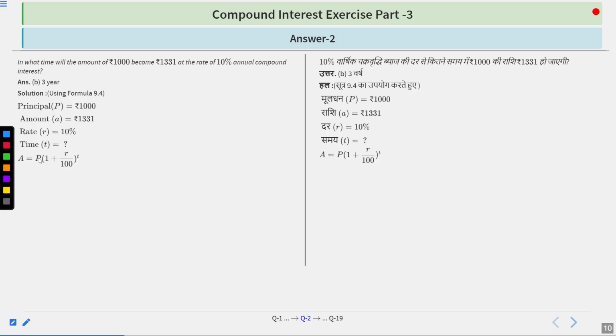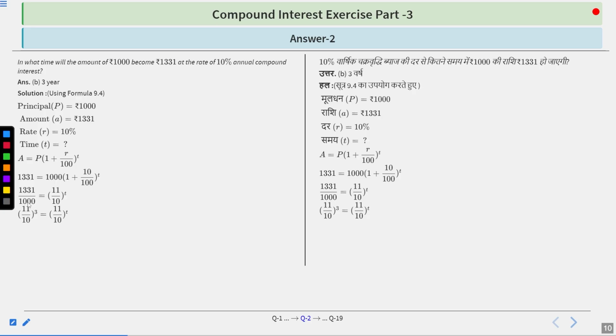Therefore, using formula A equal to P into 1 plus R upon 100 raised to power T, we get 1331 is equal to P is 1000 into 1 plus rate is 10 upon 100 power T. So 1331, 1000 will go to the left hand side and will go to the denominator, and it is equal to 1 plus 10 upon 100 is 11 upon 10 power T.